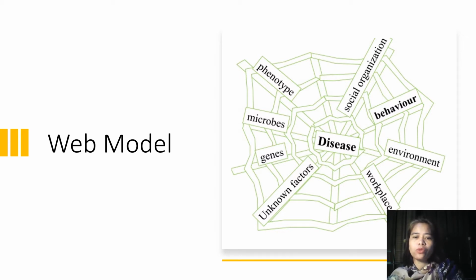So this can also be factors of microbes, social organization, behavior, environment, workplace, or any other unknown factors. Like autoimmune diseases, we could hardly recognize what brought about the disease, but there are many risk factors to consider that may be contributing to the development of the disease. And the web model is one good way to explain how things happen or how the disease occurs.